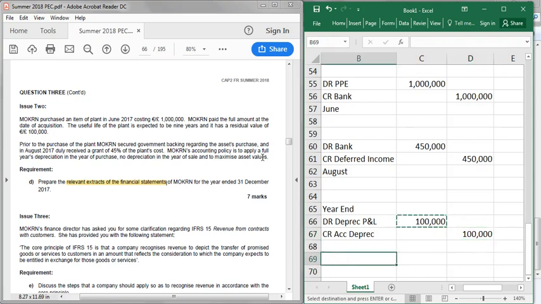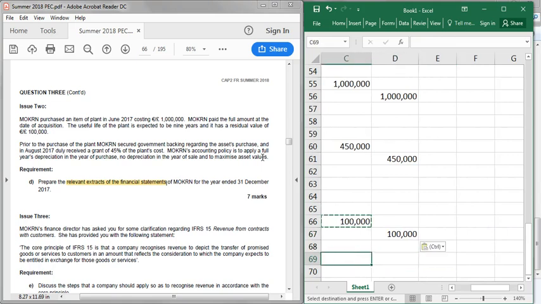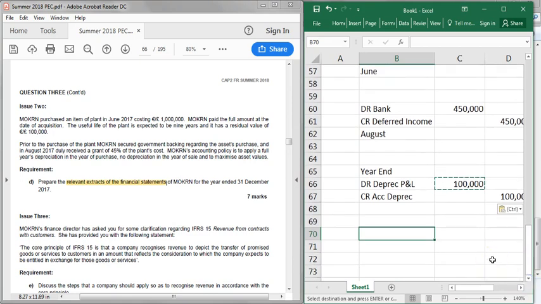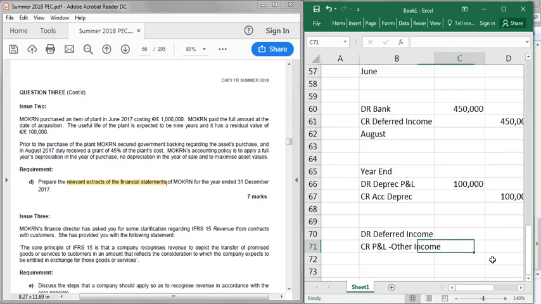And the other thing at year end, as well as charging depreciation, you must release some of the deferred income. So you're going to debit deferred income, and you're going to credit the P&L, other income. You can call it other income, or you can put it as a credit to the expense line. Depends if it's material or not.